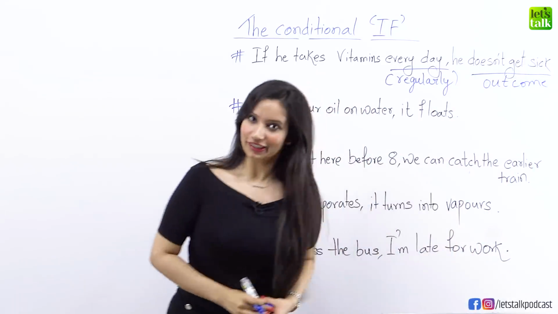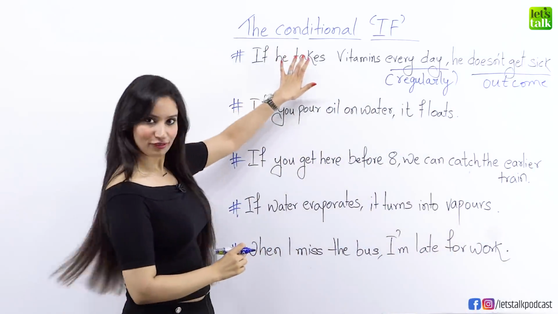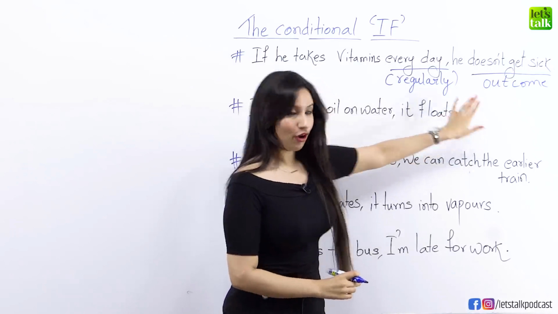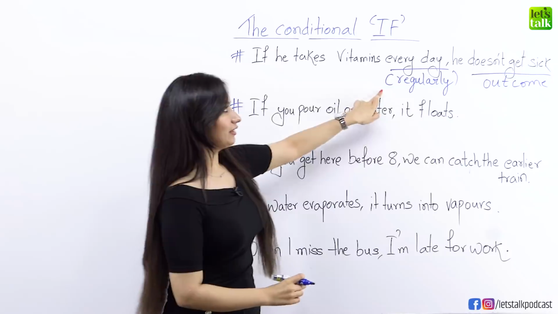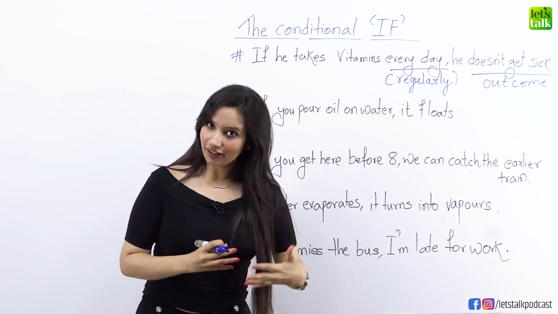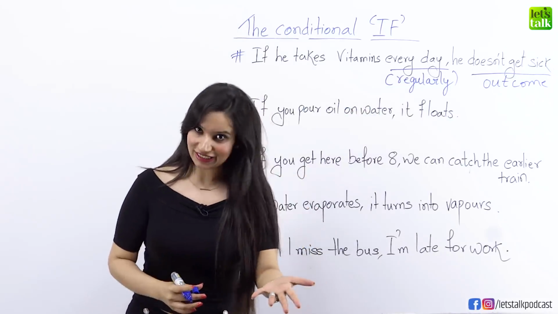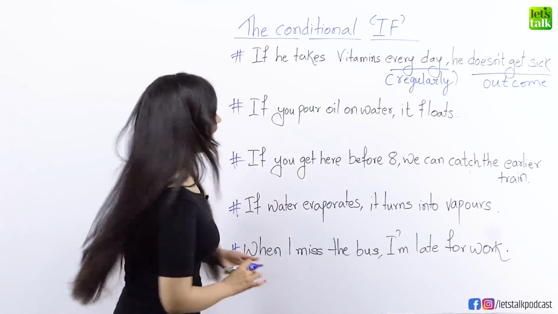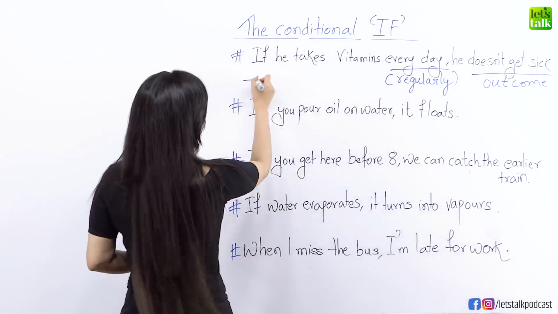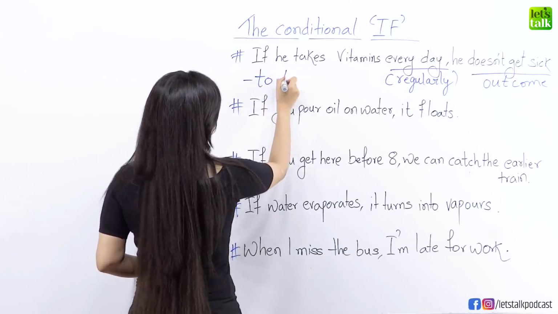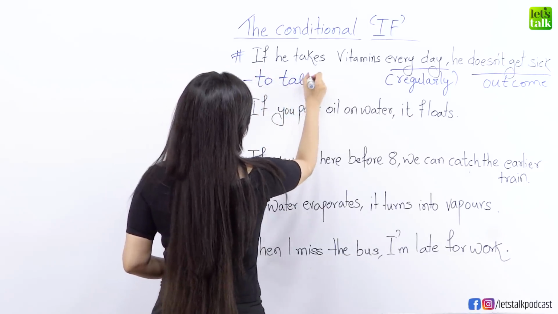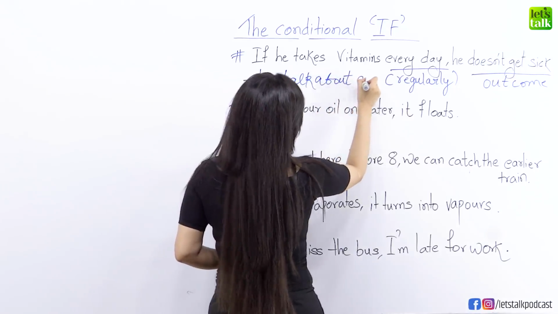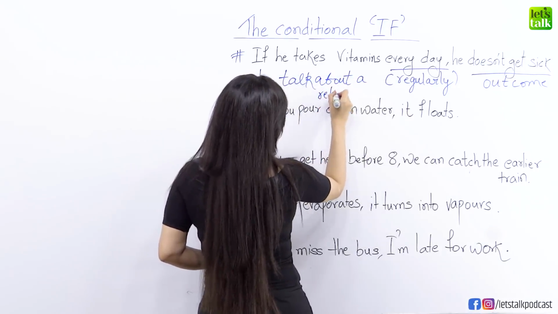So what did we learn? We use if to talk about the outcome of an action that is regularly done or that is repeated. So this is one way you can use if for a condition. And the condition is to talk about a repeated action.